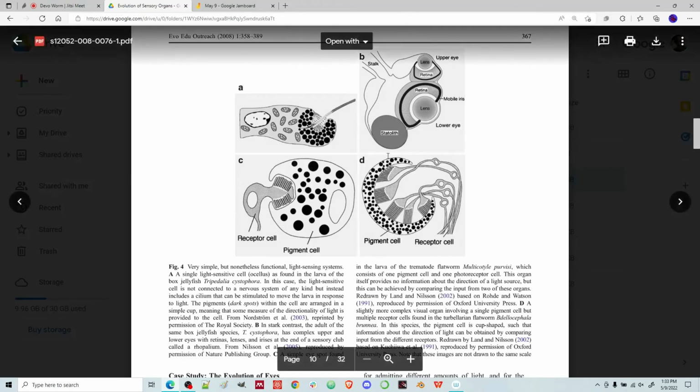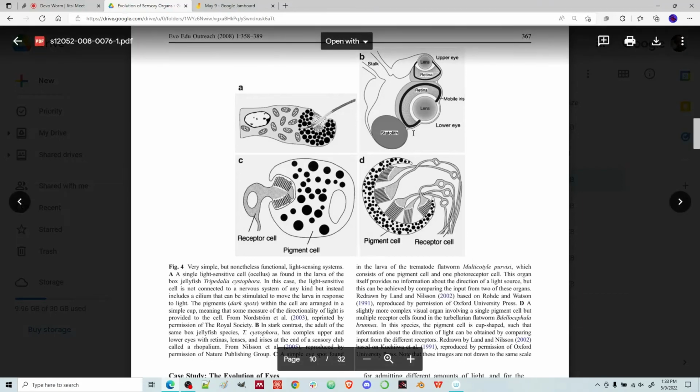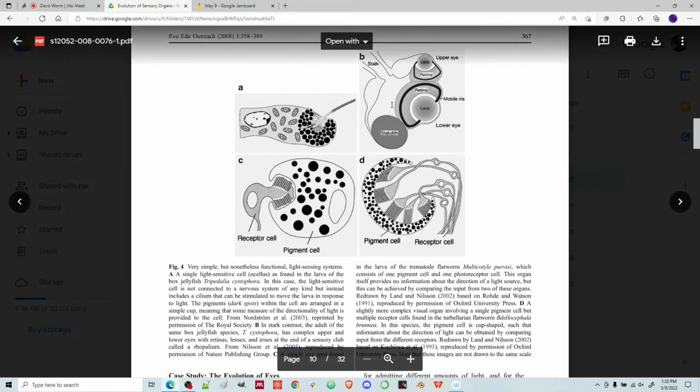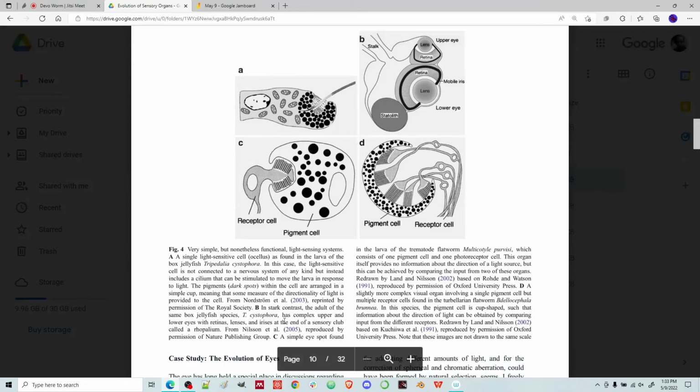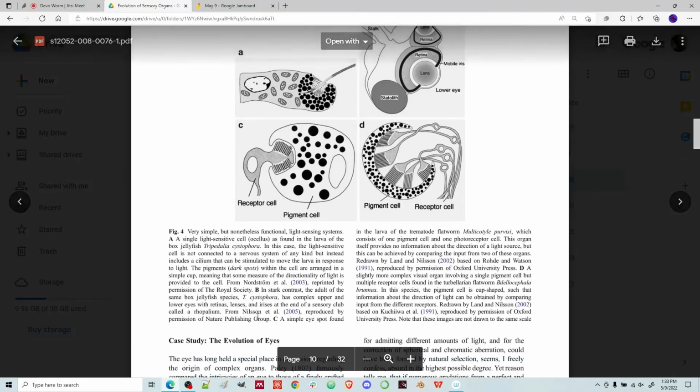B is in the same box jellyfish species, where they have complex upper and lower eyes with retinas. And so this is a complex eye as opposed to these light sensing cells, and this has a lot more structure to it. This is at the end of a sensory club called the rhopalium, which goes to the central nervous system.